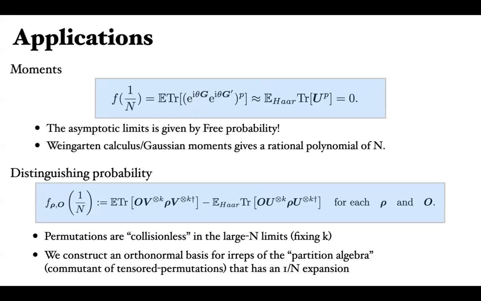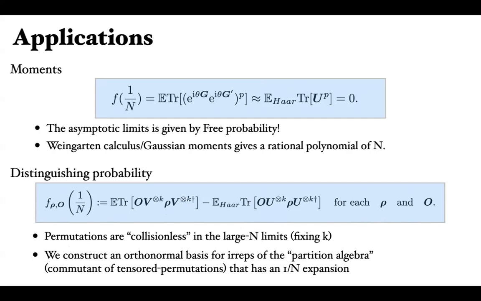In the second case about random permutations, the case becomes a little more complicated because the symmetry class is weaker. I have to do more work. And here we have to consider this distinguishing probability for any possible input and output. The way the calculation goes is to think about the large n limit, fixing k. You swap the limits, take n to be infinity first, and there permutations become collisionless, and it becomes much easier to reason about. And you can see that these two do agree in that limit.